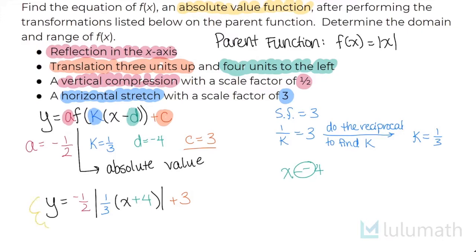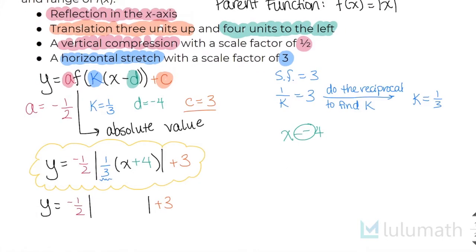So this is the equation of our transformed graph. Now you also are allowed to distribute that 1/3 through if you'd like. So if you do so, when you distribute that 1/3 through, 1/3 times x is 1/3 x, and then 1/3 times 4 is 4/3. And I'm specifically not writing the 4/3 in green because 4/3 is not our d value. But either one of these equations is totally acceptable.